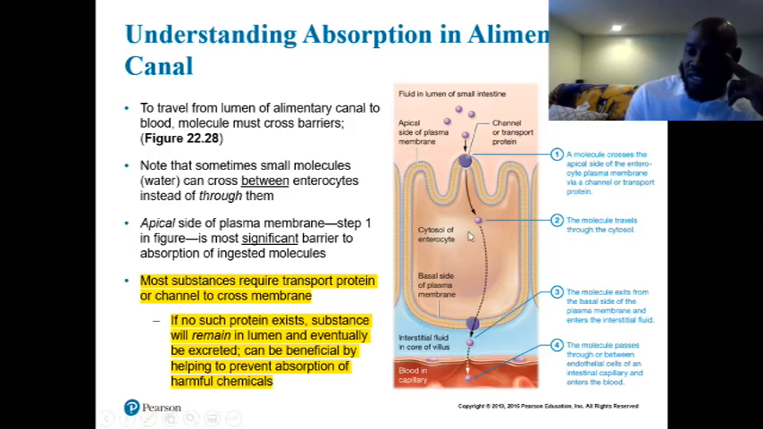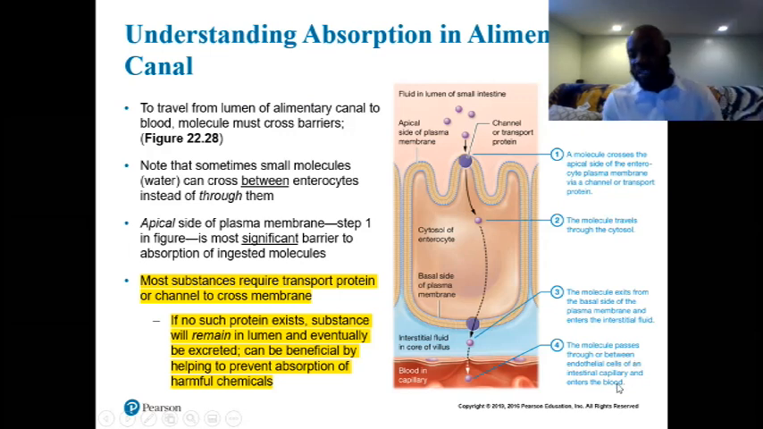The molecule travels through the cytosol of the enterocyte. Remember, it's a cell. These are the cells on the inner surface of the lumen inside the small intestines. The molecule exits the basal side, usually through another transport protein there. And then there's interstitial fluid between that and the blood capillary. The molecule passes through or between endothelial cells of the capillary and then enters the bloodstream.